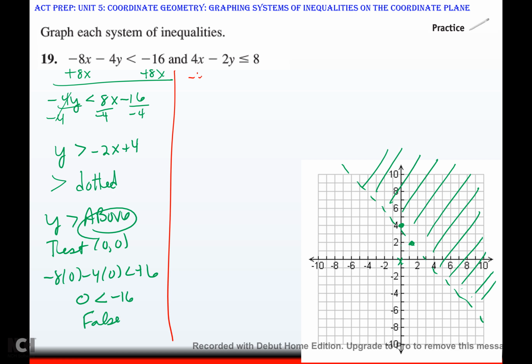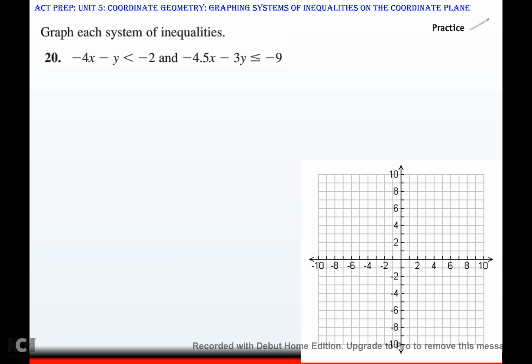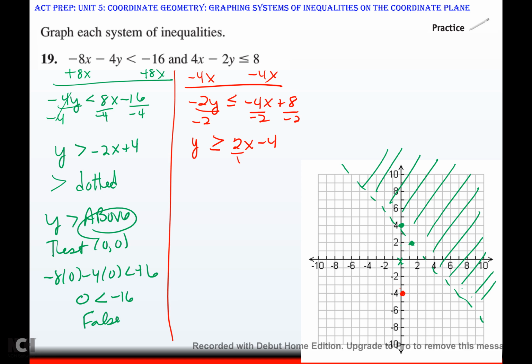To get y alone, I'm going to subtract 4x. I get negative 2y is less than or equal to negative 4x plus 8. Divide by negative 2, by negative 2, by negative 2, and I get y is greater than or equal to 2x minus 4. So I'm starting at negative 4. Monkey says, go up 2, right 1. Bar means I'm going to connect solid.